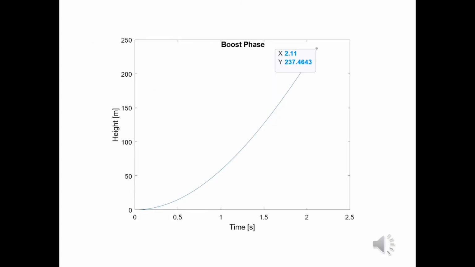And finally, this is just the height as a function of time. Earlier, we derived the boost phase altitude as a function of velocity, but if we plug in the velocity as a function of time, which we also derived, into the altitude as a function of velocity, we can plot the altitude as a function of time, which gives us the plot that you can see. And this is only the boost phase, not the coast phase.